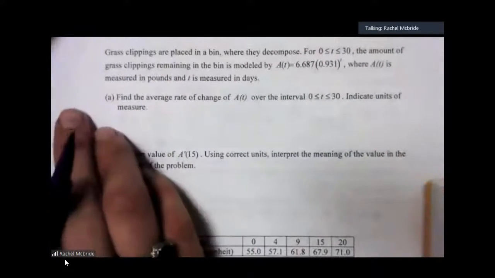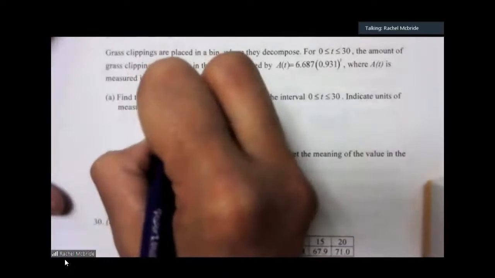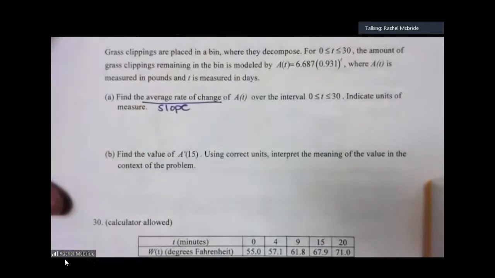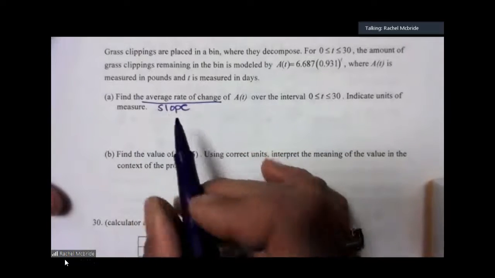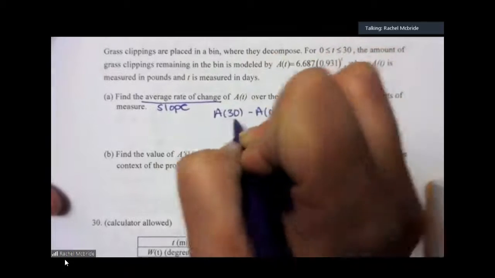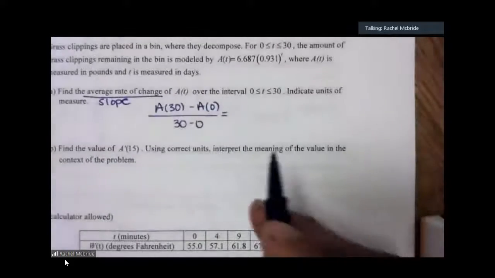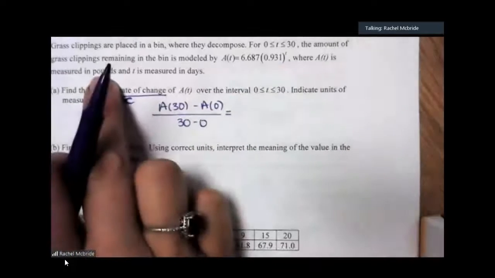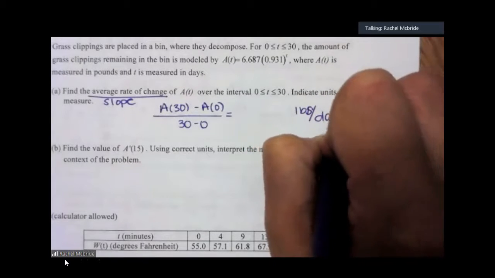It says find the average rate of change. Average rate of change is the slope. Find the average rate of change, aka the slope from 0 to 30, indicate units of measure. So that's like A of 30 minus A of 0 over 30 minus 0. So my units of measure, well, A, it told me is in pounds. T is in days. So my units of measure are pounds per day.